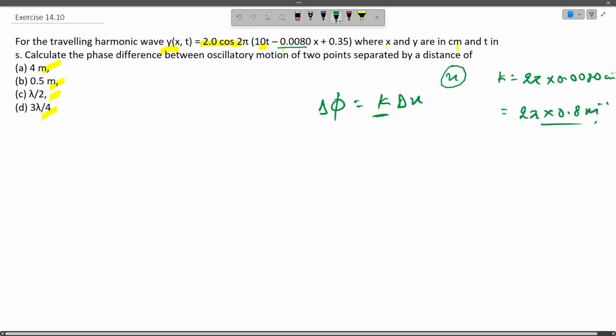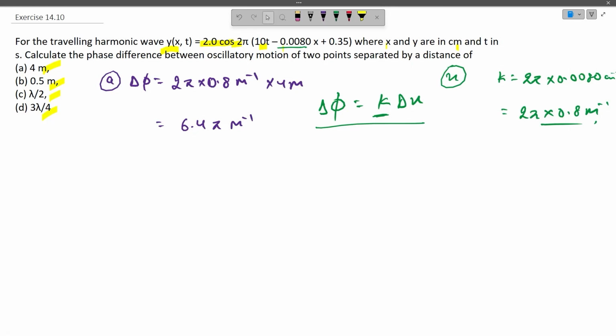Okay. Now we have to calculate the phase difference. So for calculation of phase difference we will use this formula. Now in the case of A, we have Δx as 4 meters, so the phase difference would be equal to k times Δx, that is 2π into 0.8 per meter times 4 meters, so it would be equal to 6.4π radians.